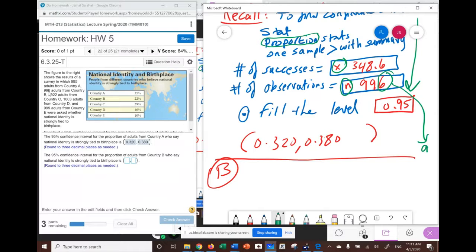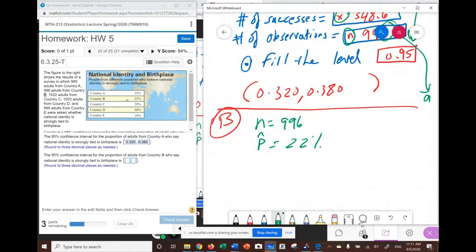Here it says 996 adults from country B. So N is 996. Now, they gave me P hat for country B. For country B, look at the table. It's 22%. Now, we're not going to work with 22%. We're going to try to find X. X is going to be P hat times N. So in this case, it's going to be 0.22 times 996. And if I use my calculator, that's going to give me 219.12.